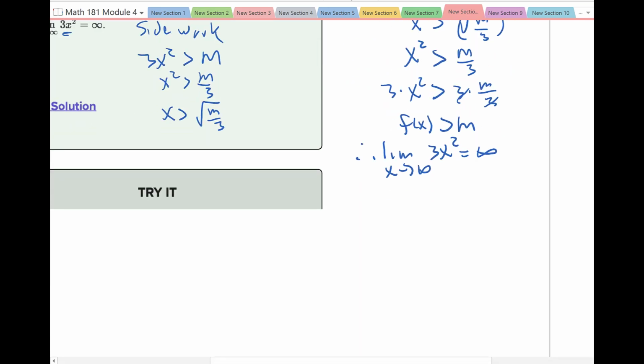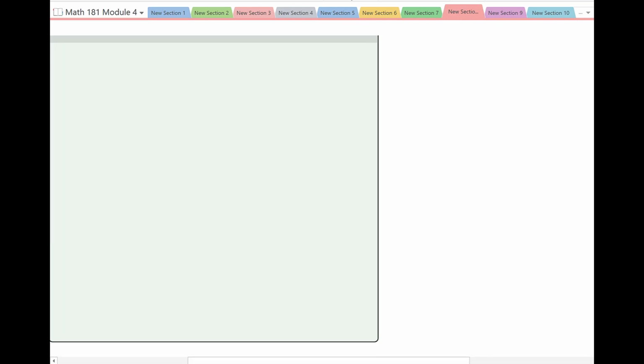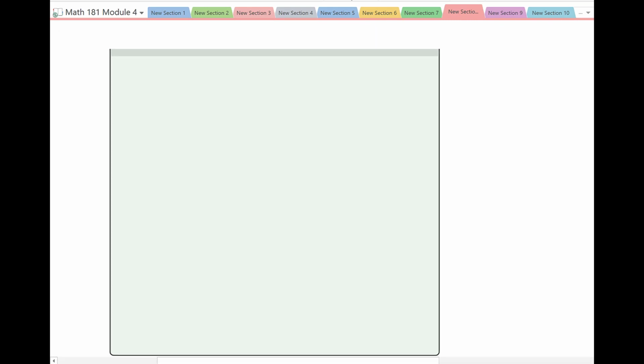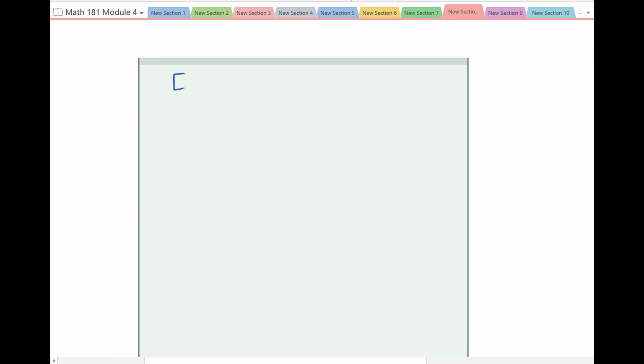We have one last problem here. And again, didn't print, so it wants us to evaluate. I'll write it up here. Evaluate the limit as x goes to infinity of 7x plus 5 over 10x squared minus 11x plus 5.